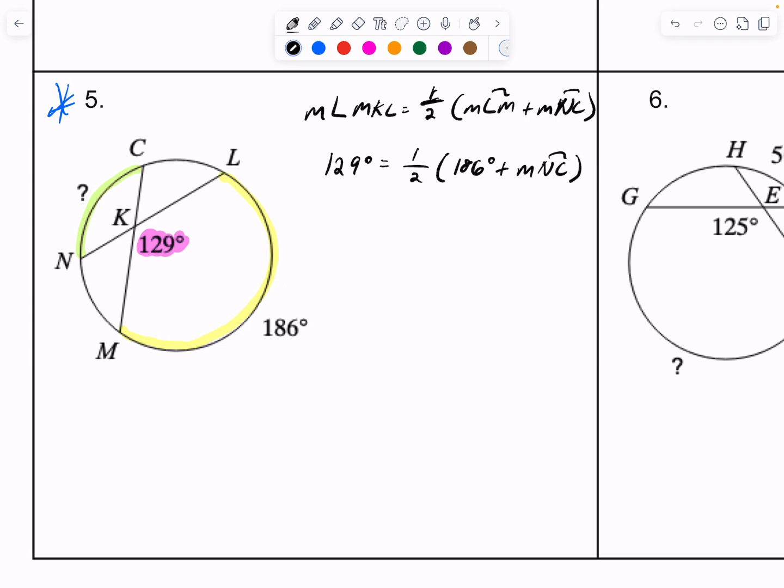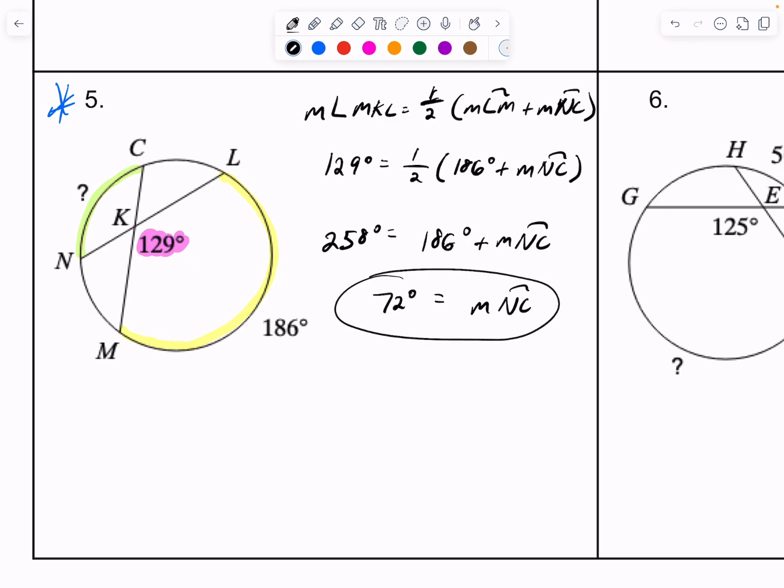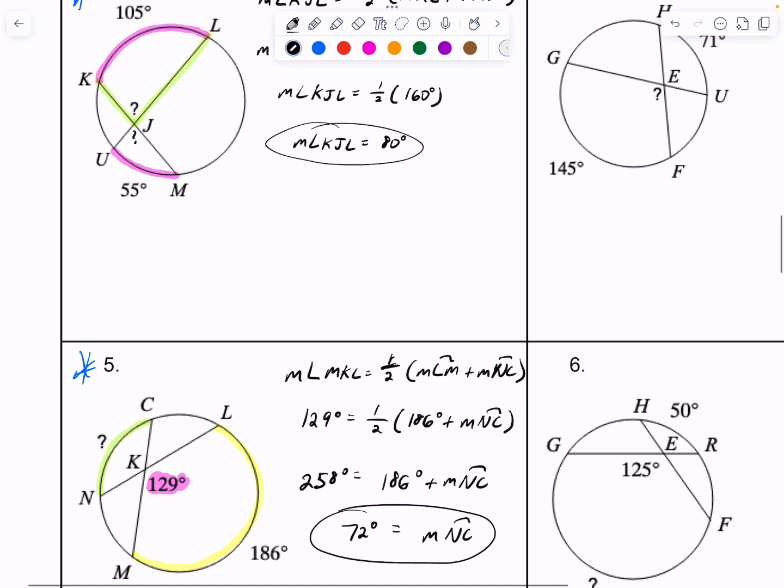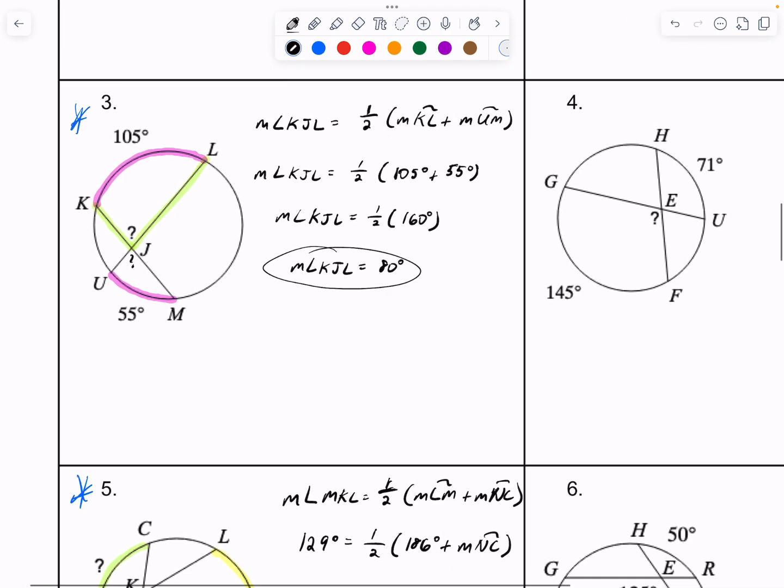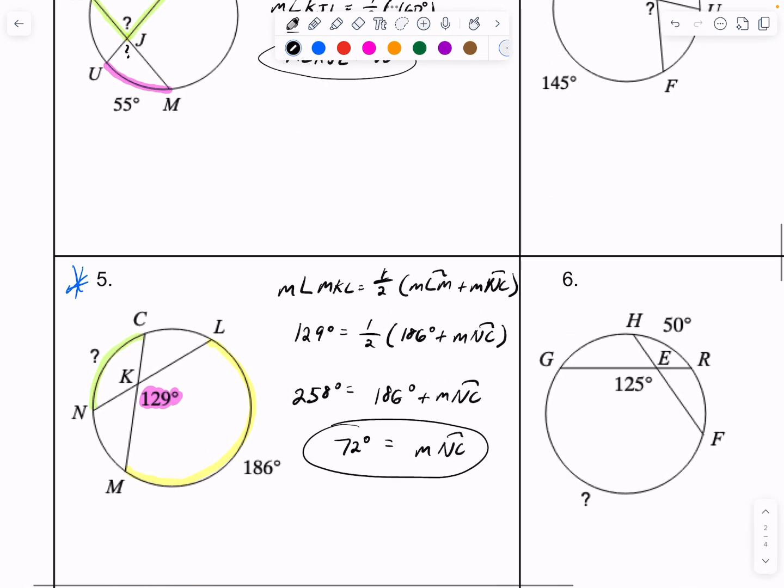So I'm going to move that 1/2 over to the other side by multiplying by 2. When I multiply by 2, I get 258 equals 186 plus the measure of arc NC. So the measure of arc NC is going to be 258 minus 186, which is 72 degrees. All right, so that is it for number 5. Again, using the same kind of process we did in 3, but a little bit different because we're not solving for an angle, we're solving for the measure of an arc.